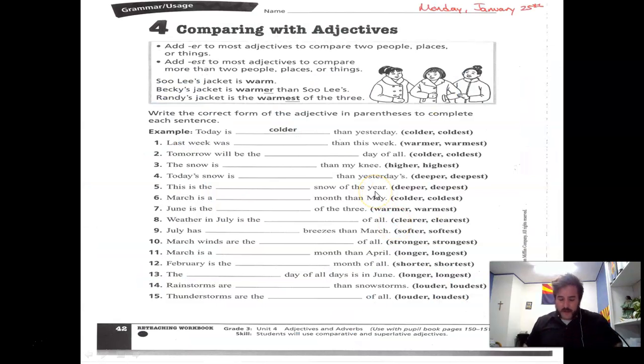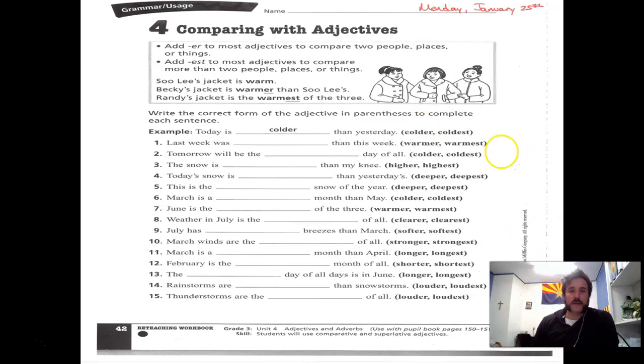At any rate, you have basically two choices in all of these, either the ER or EST. Don't just write one and hope it's right. Yes, you've got a 50-50 chance, but you're going to have to look into the sentence to understand, are there two things being compared? That means you use the ER. If there's more than two things, three or more, then it's EST.